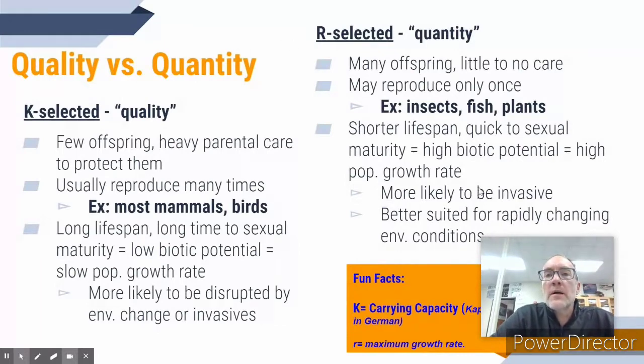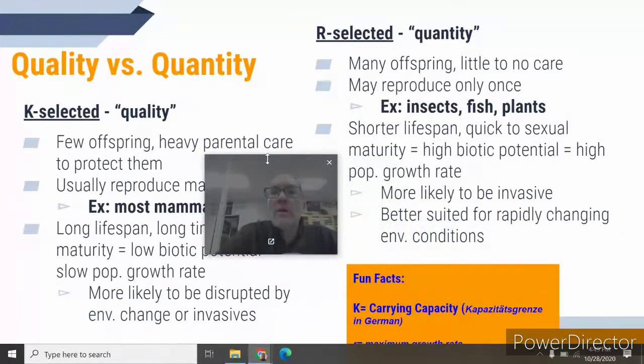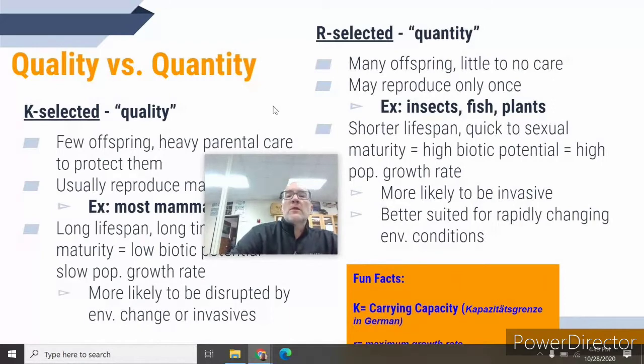In comparison, R-selected means quantity. So think of quantity. Many offspring, little or no care, may reproduce only once during a lifetime. And examples would be things like some fish species. Probably better examples would be insects, many plants like annual plants, short lifespan, quick to sexual maturity, high biotic potential, very rapid population growth rates. More likely to be invasive than K-selected and better suited for rapidly changing environmental conditions.